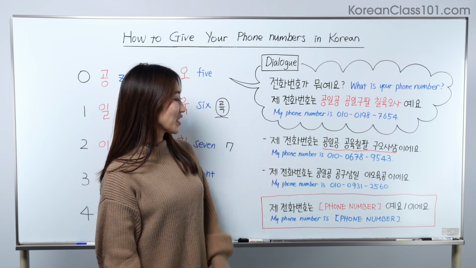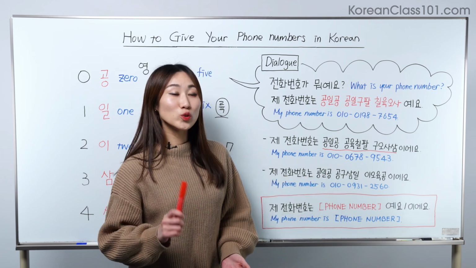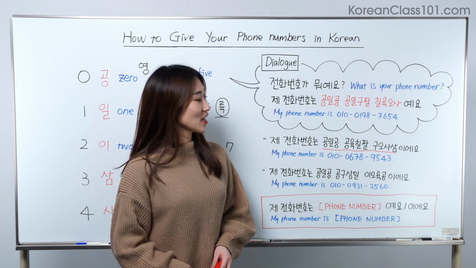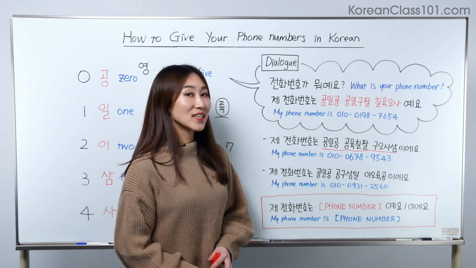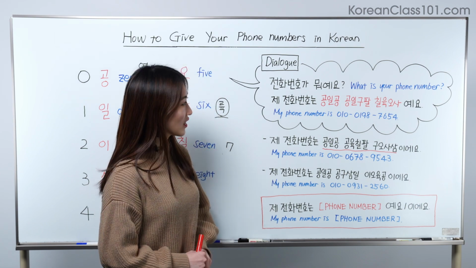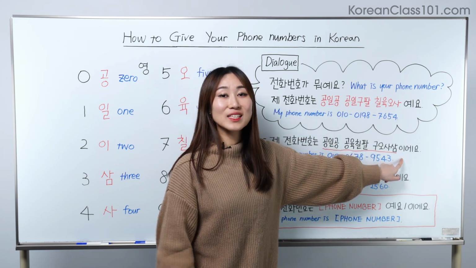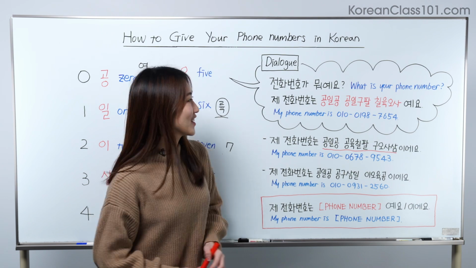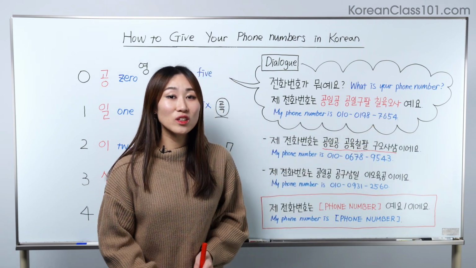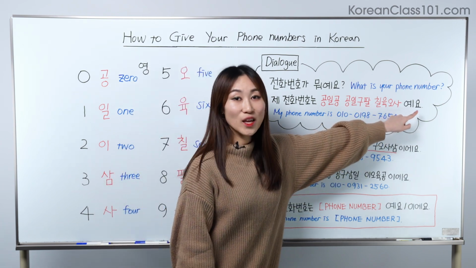제 전화번호는, again, my phone number, 010-0678-9543이에요. Oh, have you noticed some difference here? Here I used 예요, but here in this example I used 이에요. Why? Let's look at this number. 4, it ended with a vowel sound, right? 사, it ended with vowel sound, so we are using 예요.